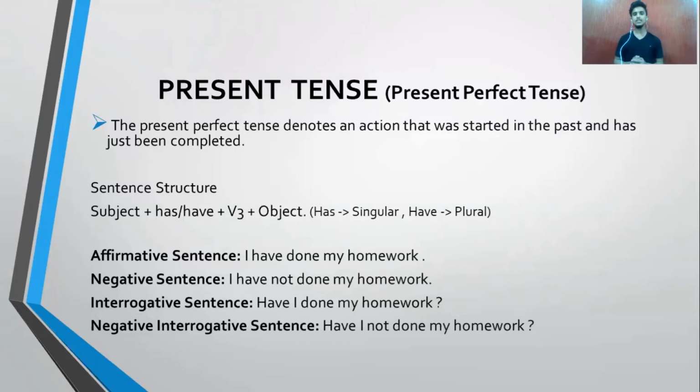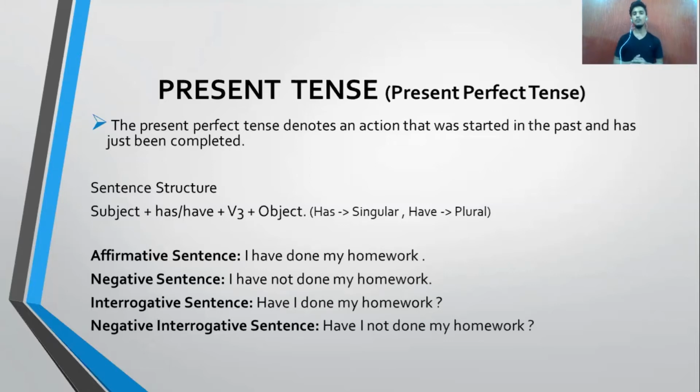In a negative sentence, we put "not" after the helping verb. I have not done my homework. In an interrogative sentence, first we put the helping verb, then the subject, then the third form of the verb, and then the object. Have I done my homework? In a negative interrogative sentence, first we put the helping verb, then the subject, and then "not" because it is also a negative sentence.